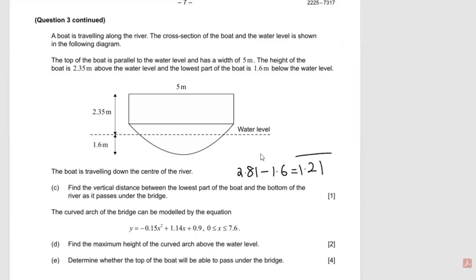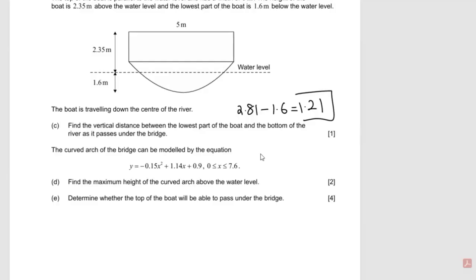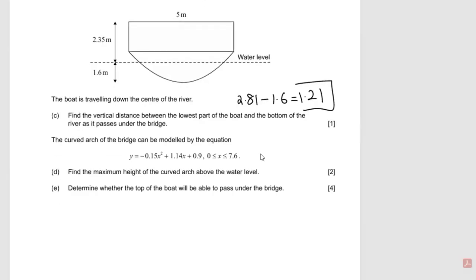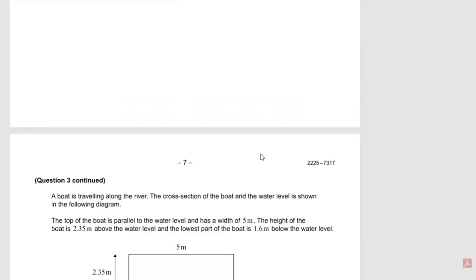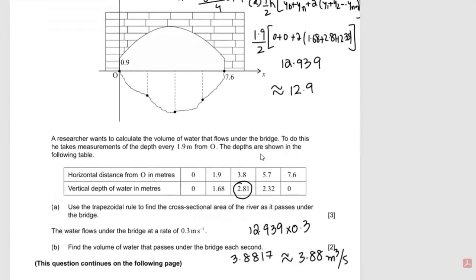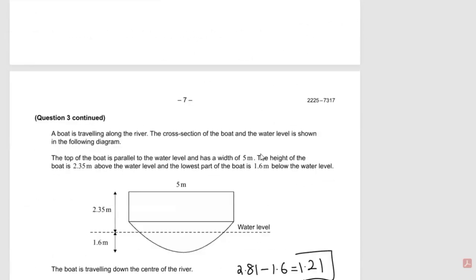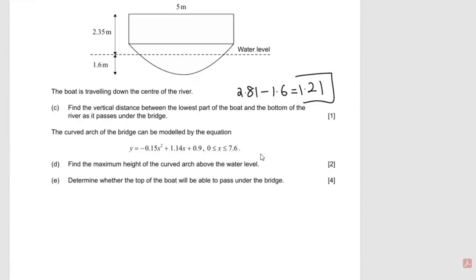The curved arch of the bridge can be modeled by the equation shown. So the curved arch is a quadratic function of the bridge. We can see that the bridge is given like a curved arch. Look at this, it's given like a curved arch. So it's modeled as a quadratic function, 0 to 7.6. Part D: find the maximum height of the curved arch above the water level.